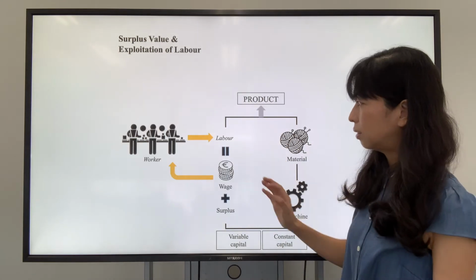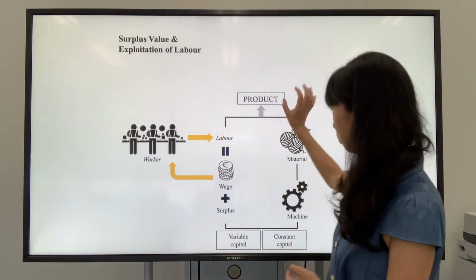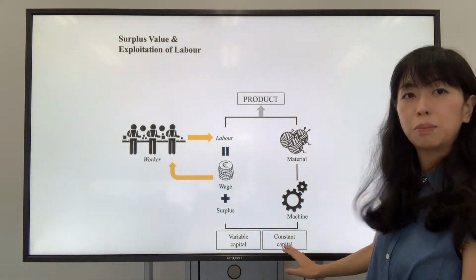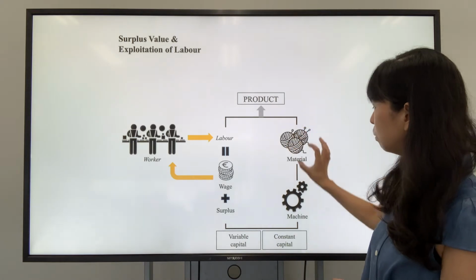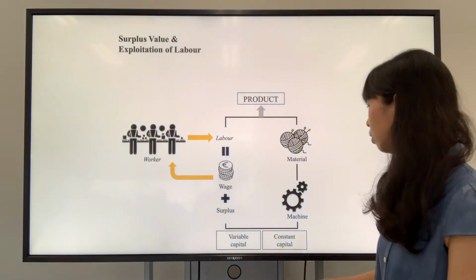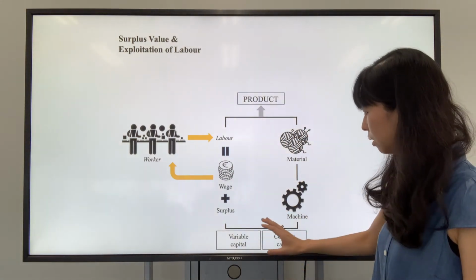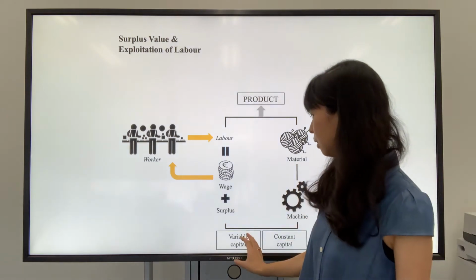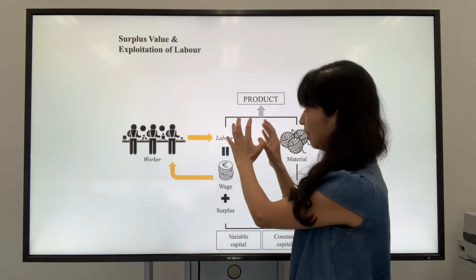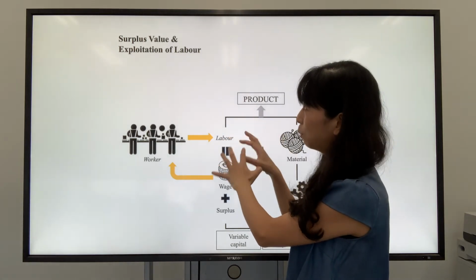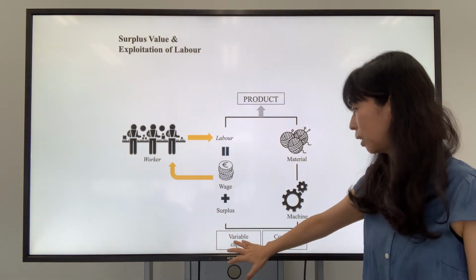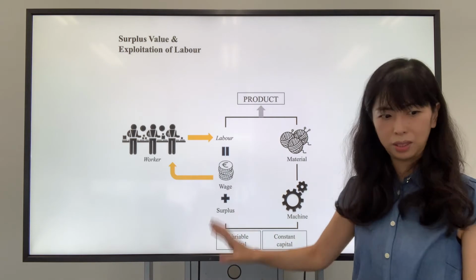You need to understand that this part here and this part here are different. This is a constant capital. The material and machine are something that you need constantly, and it's a fixed price, so this one you cannot change. Therefore it is a constant capital. Here is a variable capital, and this is why this concept of surplus value and exploitation of labor will appear. Try to understand that this is a variable capital, therefore it's changeable. It will change.